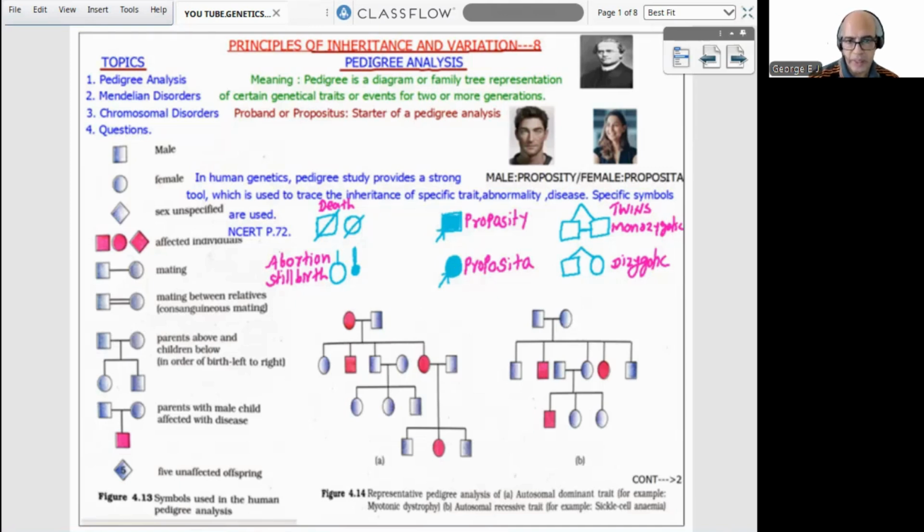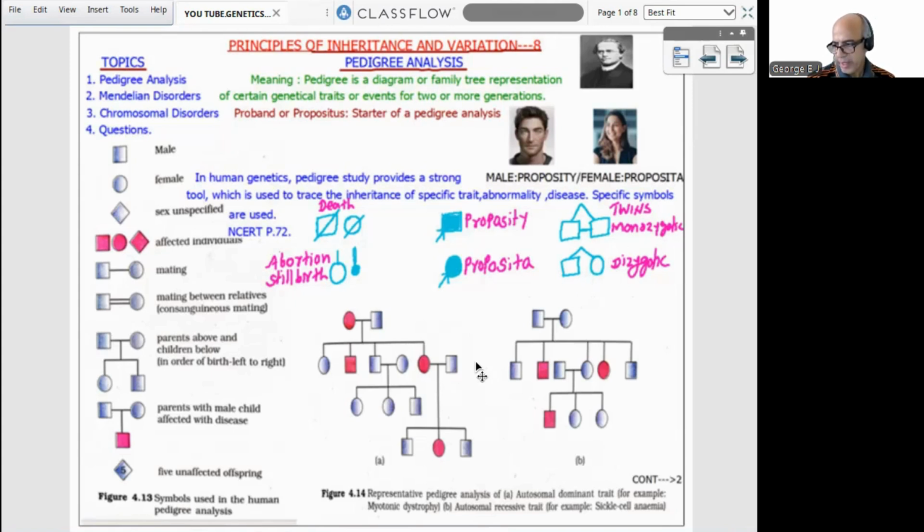After that, some more symbols are there which came in some previous exams. These are not in direct NCERT, but still. These 2 stand for death, male, female, etc. This is abortion or stillbirth. These 2 terms are concerned with the proband or propositus: if it is male, it is called propositus; if it is female, a shaded circle, proposita. And these 2 stand for twins. This is monozygotic twins, where the sex will be the same, which is why it has been shown with a bar, indicating monozygotic. This is dizygotic twins, where that bar is not shown, so sexes can be different or the same.